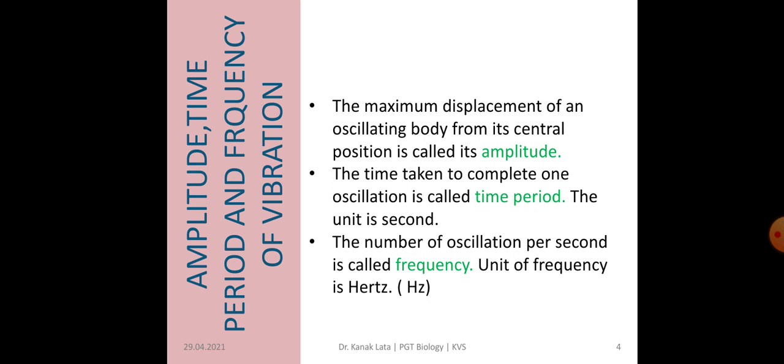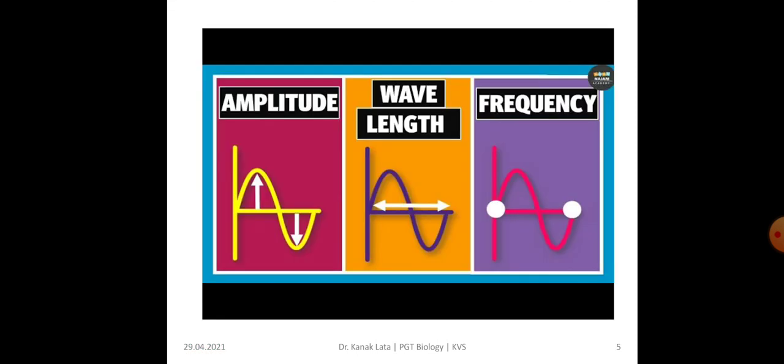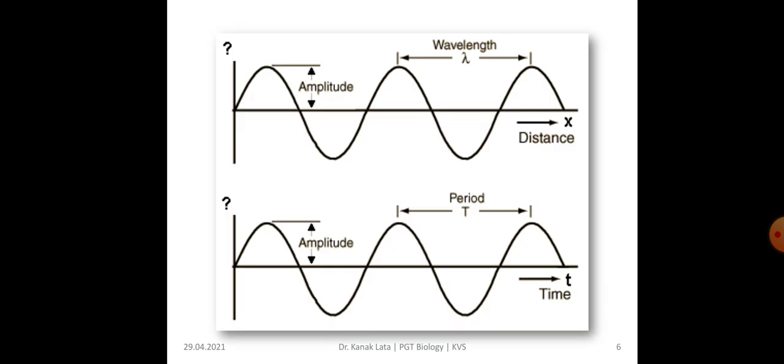What is frequency? It is the number of oscillations in 1 second. It means that in 1 second, how many oscillations take place. The unit of frequency is hertz, denoted by Hz. This is the figure which depicts amplitude, wavelength and frequency. This figure also indicates amplitude, wavelength and time.